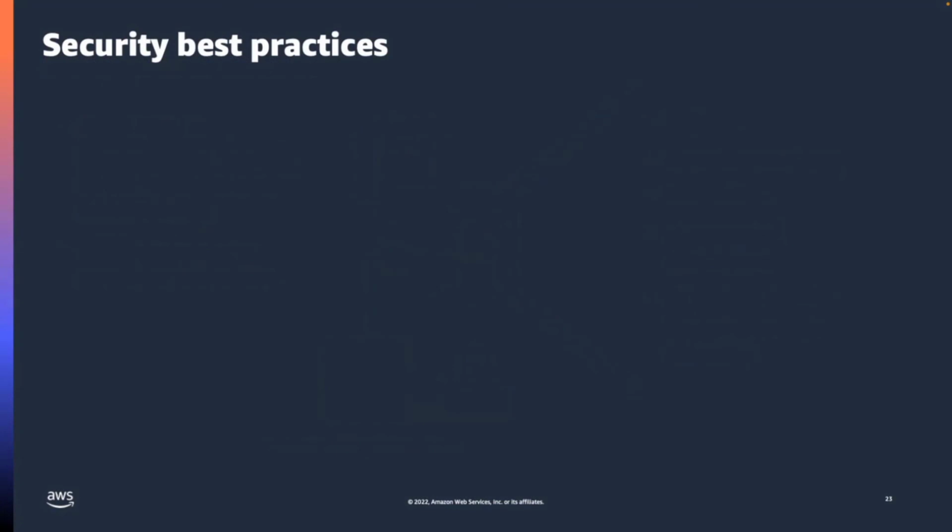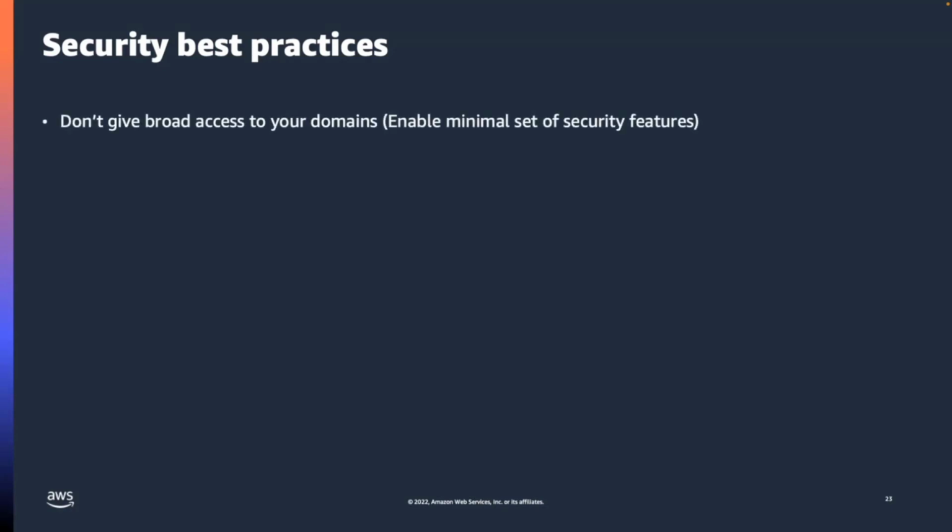All right, so we've been through some of the security capabilities that are available with Amazon OpenSearch Service. We've talked about security capabilities that are available outside the cluster and then inside the cluster. I wanted to leave you guys with some security best practices. So don't give broad access to your domains. This is very important. Please at least enable the minimal set of security features.